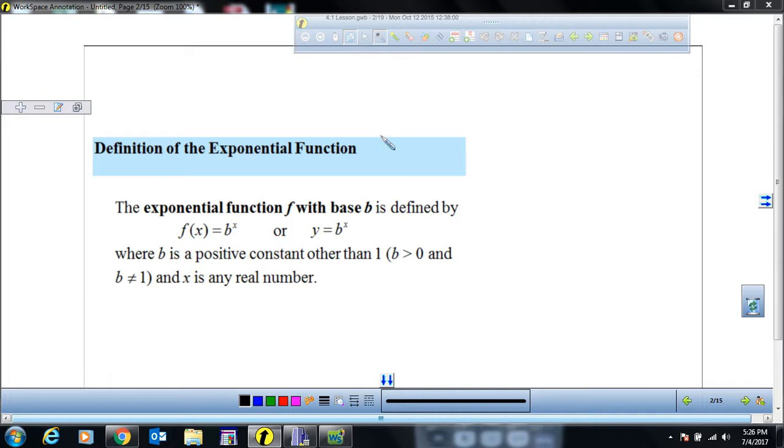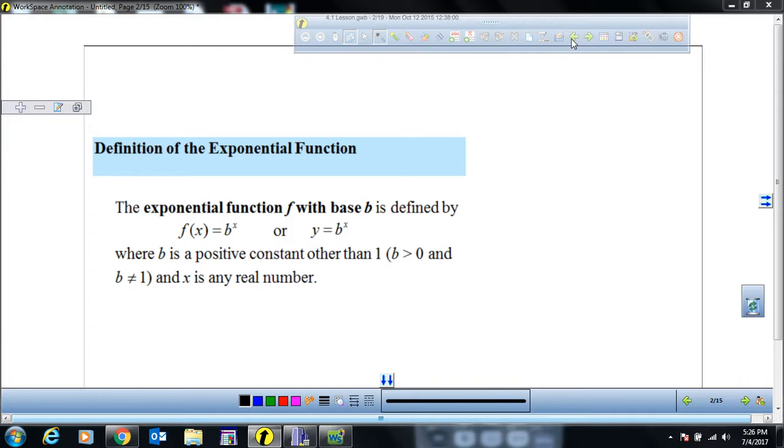Now, that base b is just a number. Basically, an exponential function is whenever we have a number raised to the power of x, in which something you need to keep in mind is that that number b must be a positive number, other than 1, of course, because 1 raised to any power is always going to be 1. So what we are interested in is any base that is greater than 0, but of course not 1.